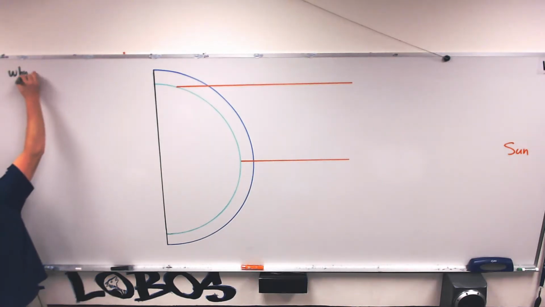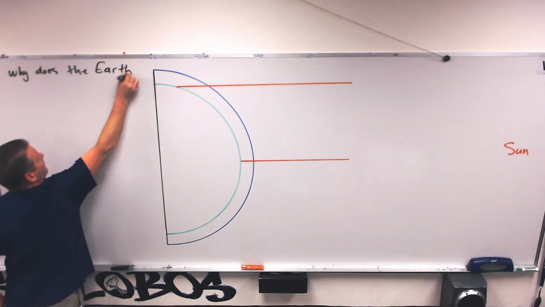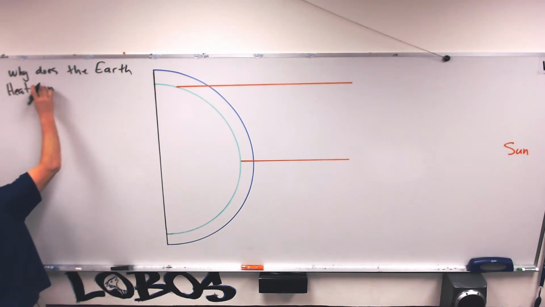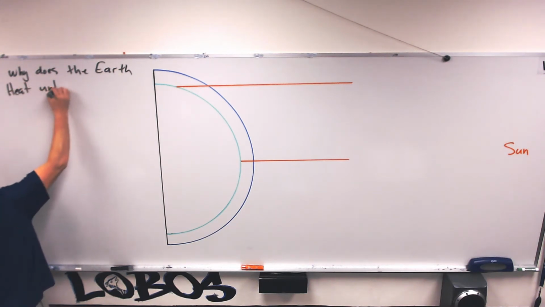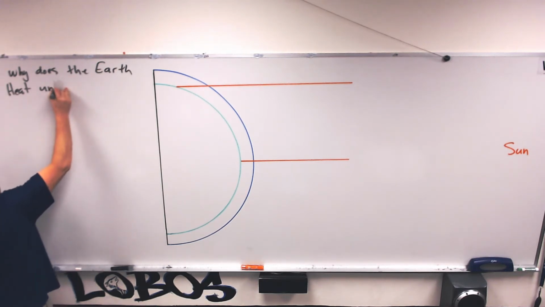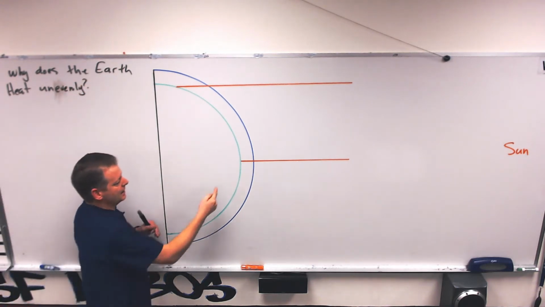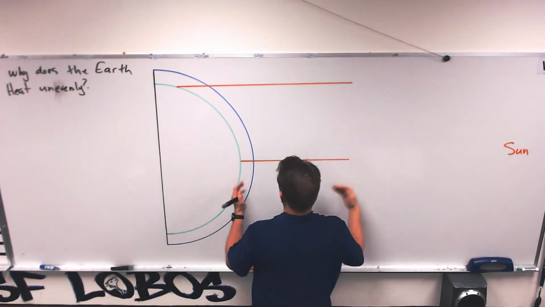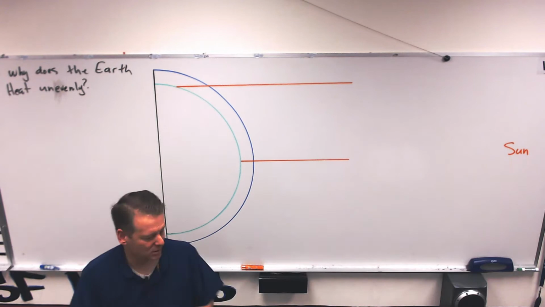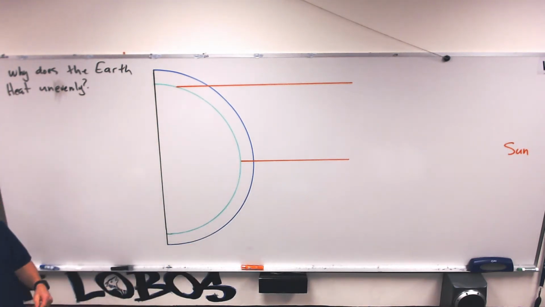Why does the Earth heat unevenly? And a lot of people that I have talked to think that because right here they're actually physically closer to the sun versus here, that's why it's warmer here. And that's not true. I mean, we're talking maybe 1,000 miles or whatever. It's not going to make any difference.